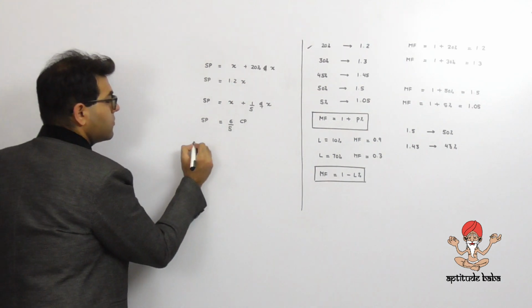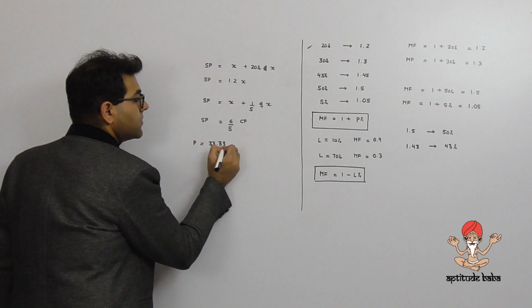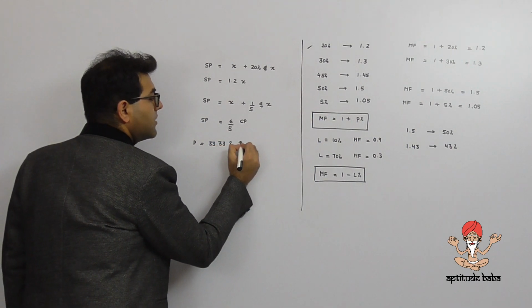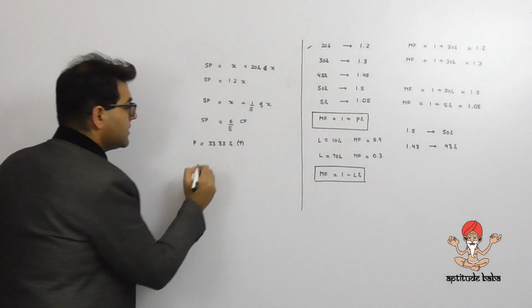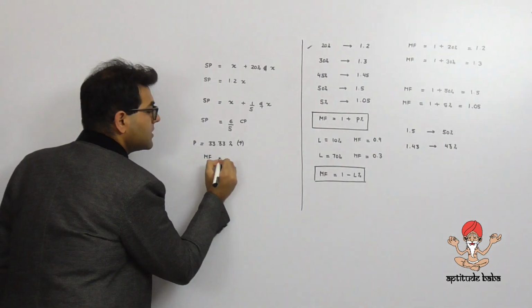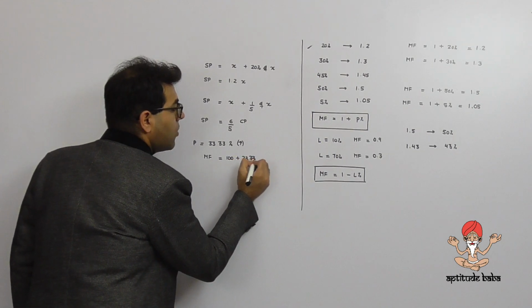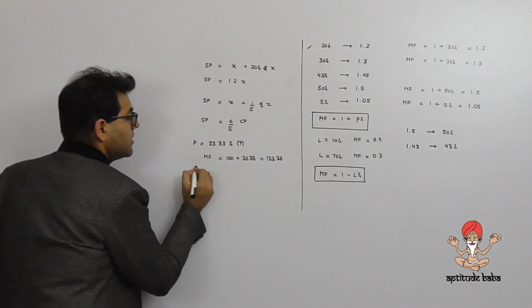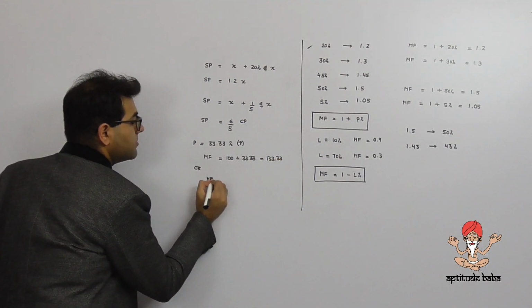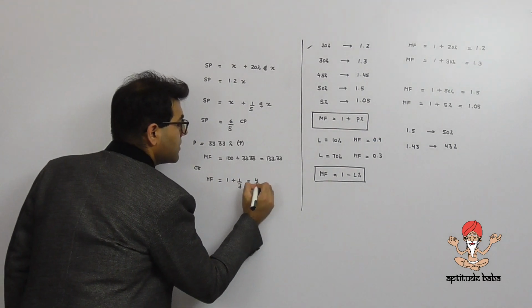Let us say that the profit that we are trying to make is 33.33%. Now, if the profit that I am trying to make is 33.33%, is it better to express my multiplying factor as 100 plus 33.33 or 133.33? Or rather I should express my multiplying factor as 1 plus 1 by 3 or perhaps 4 by 3?